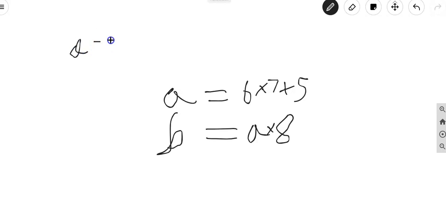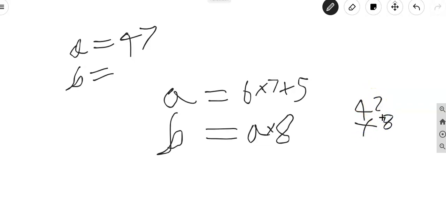There. So now you see, A equals 6 times 7 plus 5. So the values of A and B: 6 times 7 is 42, plus 5, which is 47. So the value of A is 47. Now let's leave that aside because we have to include A in another equation. Now 47 times 8, don't worry, I'll just do it quick and easy.